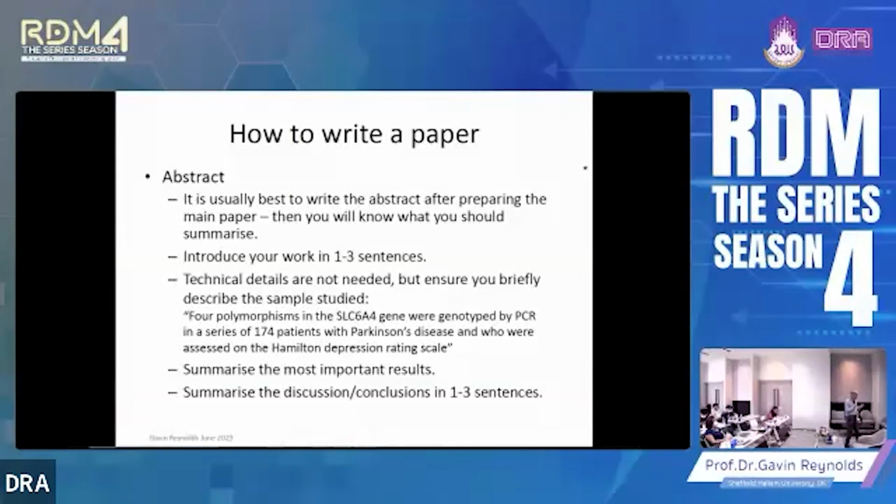So in that abstract, introduce the work in no more than 3 sentences. And depending on how many words you're allowed, you may just want to restrict that to 1 sentence even. You don't need technical details in the abstract, but you do need to describe briefly what the sample was that you were studying. And there I've got an example. So I haven't said how those samples were genotyped, but I've mentioned how many patients there are, which is often very valuable in an abstract, and how they were assessed.